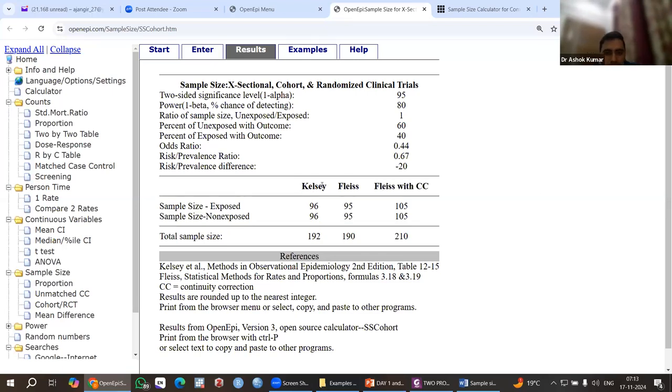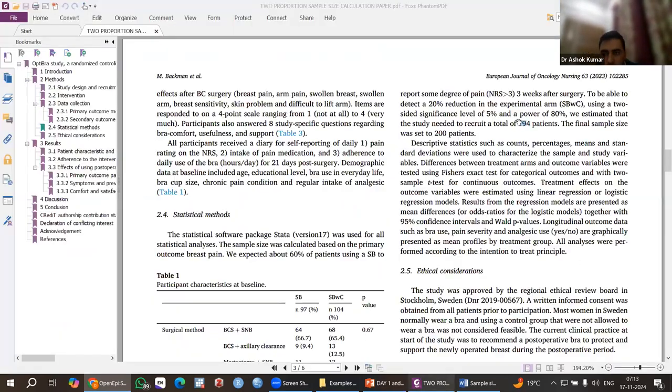So take this 96 in each group, total 192 you can take. You can do it for adjustment for dropout. Okay. So in sample, in here, this is 194. Okay, 194, total 200 patients.